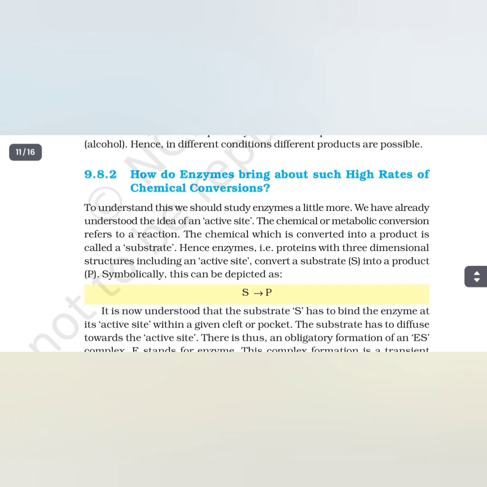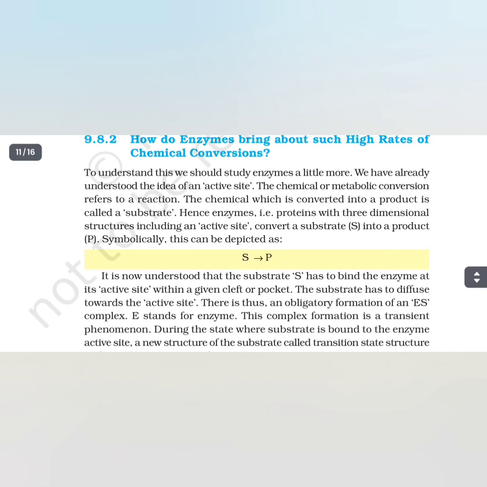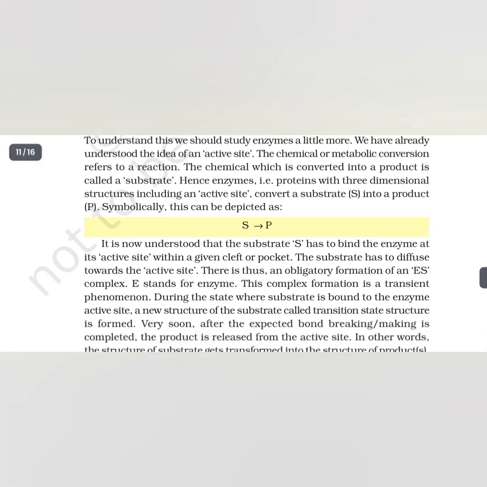How do enzymes bring about such high rates of chemical conversions? To understand this, we should study enzymes a little more. We have already understood the idea of an active site. The chemical or metabolic conversion is referred to as a reaction. The chemical which is converted into a product is called a substrate. Hence, enzymes, that is proteins with three-dimensional structure including an active site, convert a substrate into a product. Symbolically, this can be depicted as S to P.